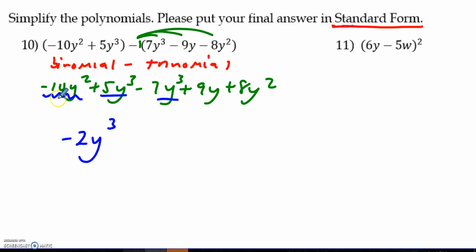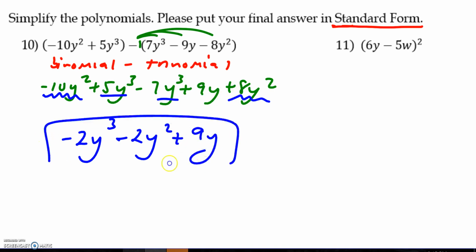I then can combine negative 10y squared and positive 8y squared to get negative 2y squared. And then 9y does not have a buddy to combine with, so it would just be there at the end in standard form. So that would be my answer for number 10.